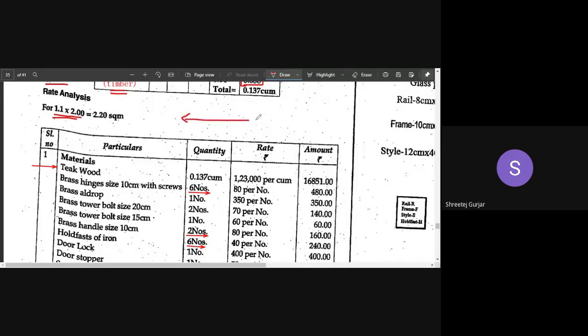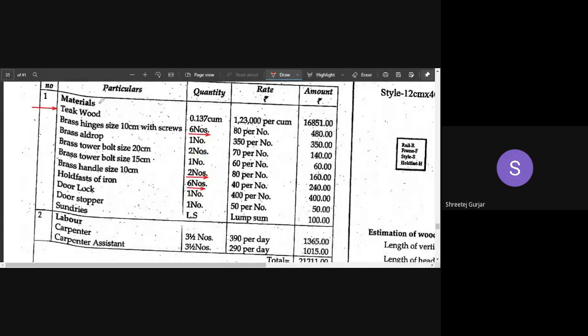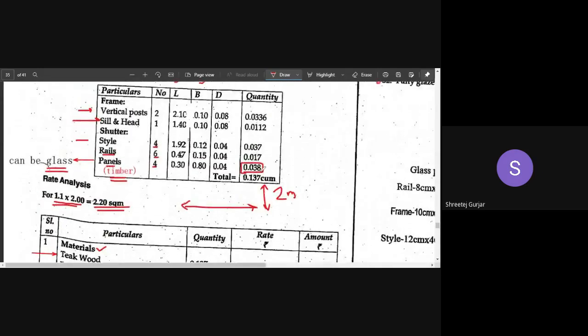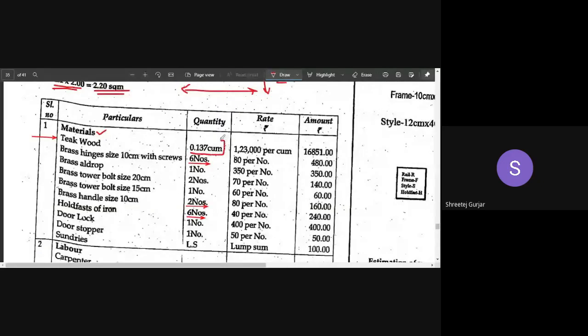Coming to rate analysis, the width of the door is 1.1 meter and the height of the door is 2 meters. So the total area of the door is 1.1 into 2, that is 2.2 square meters. Now, coming to materials, we have calculated the total quantity of wood that is required, that is 0.137 cubic meters. Multiply by the rate, you will get the amount.